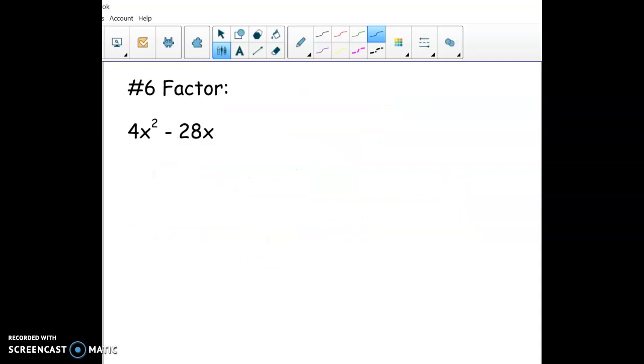All right, pause it, give it a shot. All right, so the trick here is to realize that these have a GCF again, right? So I always would start there, and here we do have a common factor of 4, and they both have at least one x, so I'm going to bring that to the front.